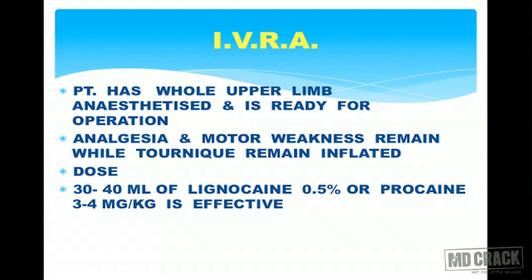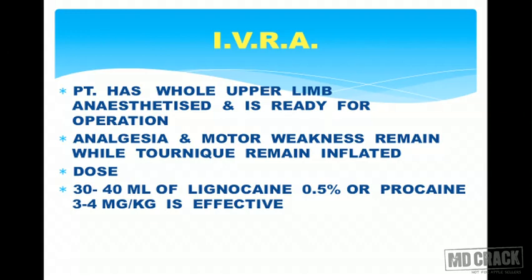As the 10 minutes pass, the local anesthetic solution fills the veins of the upper limb, and the patient has the whole of the upper limb anesthetized and is ready for operation. Analgesia and motor weakness remain while the tourniquet remains inflated. Therefore, once the local anesthetic solution is injected through the cannula, after 10 minutes the whole upper limb is anesthetized, and analgesia and motor weakness remain till the tourniquet is deflated. A dose of 30 to 40 ml of 0.5% xylocaine solution, or procaine 3 to 4 milligram per kg, is very effective to achieve IV regional anesthesia.